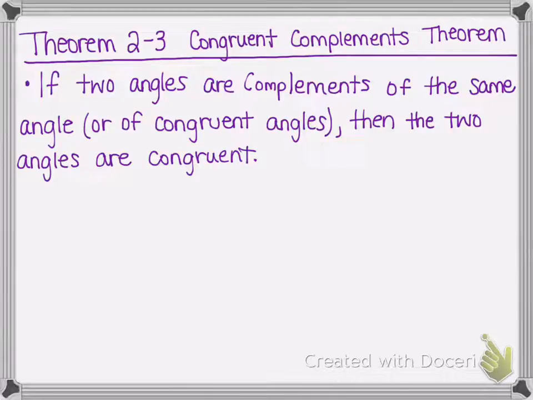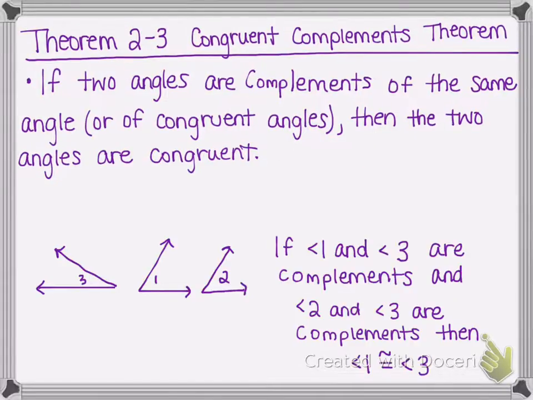Okay? Next theorem is the congruent complements theorem. Same concept as theorem 2.2, except now they add to be 90 instead of adding to be 180. So same concept, except if 1 and 3 add to give you 90 and 2 and 3 add to give you 90, then we can say 1 and 2 are congruent.